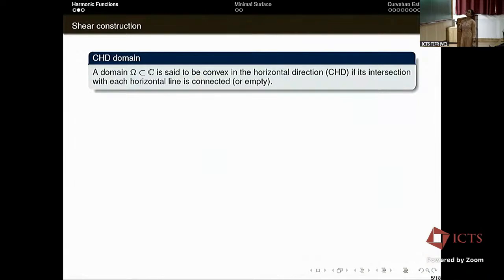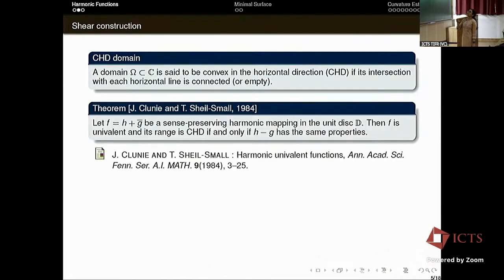Now the shear construction is a useful technique to construct harmonic univalent mappings. So before describing this, let us define a CHD domain. A domain in the complex plane is called CHD, that is, convex in the horizontal direction, if its intersection with each horizontal line is either connected or empty. Now the technique is based on this theorem proved by Clunie and Sheil-Small, which says that if f is a sense preserving harmonic mapping in the unit disk D, then f is univalent and its range is a CHD domain if and only if the analytic function h minus g has the same properties.